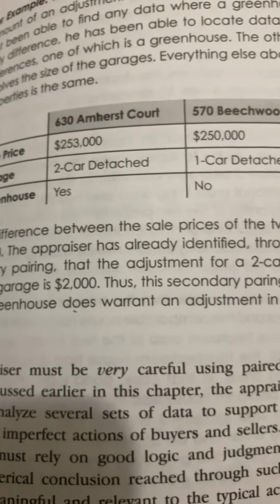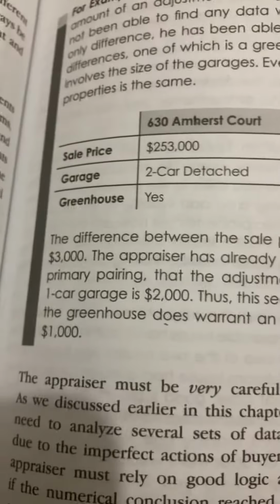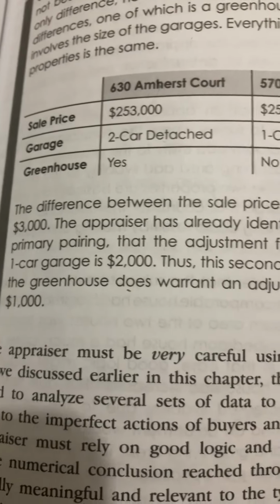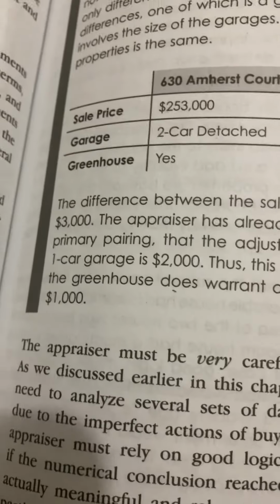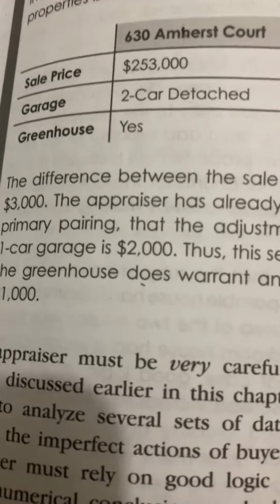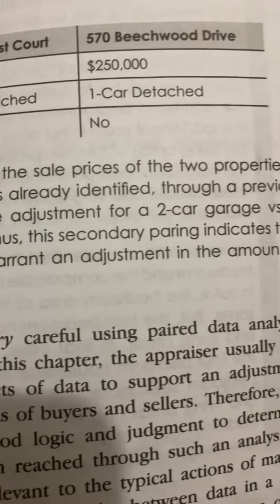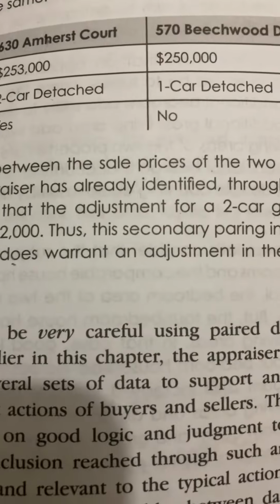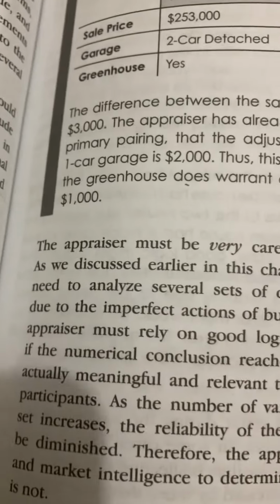The difference between the sale prices of the two properties is $3,000. The appraiser has already identified through a previous primary pairing that the adjustment for a two-car garage versus a one-car garage is $2,000. Thus, this secondary pairing indicates that the greenhouse does warrant an adjustment in the amount of $1,000.